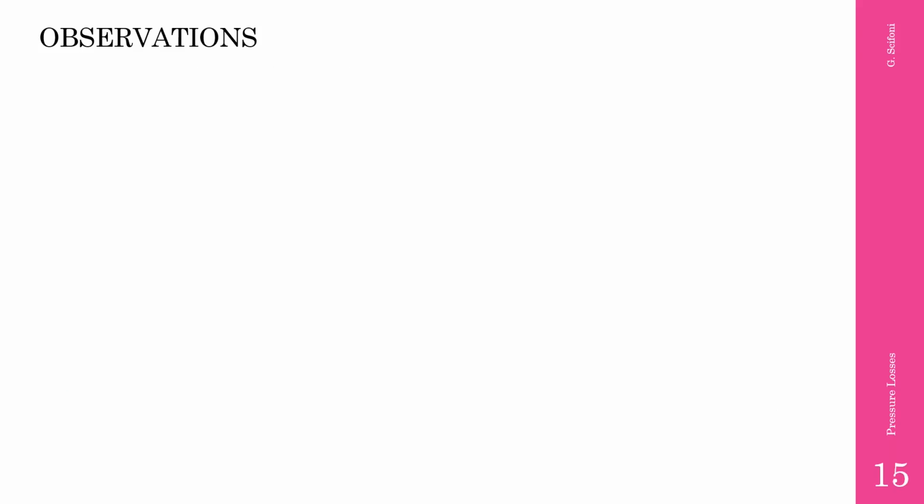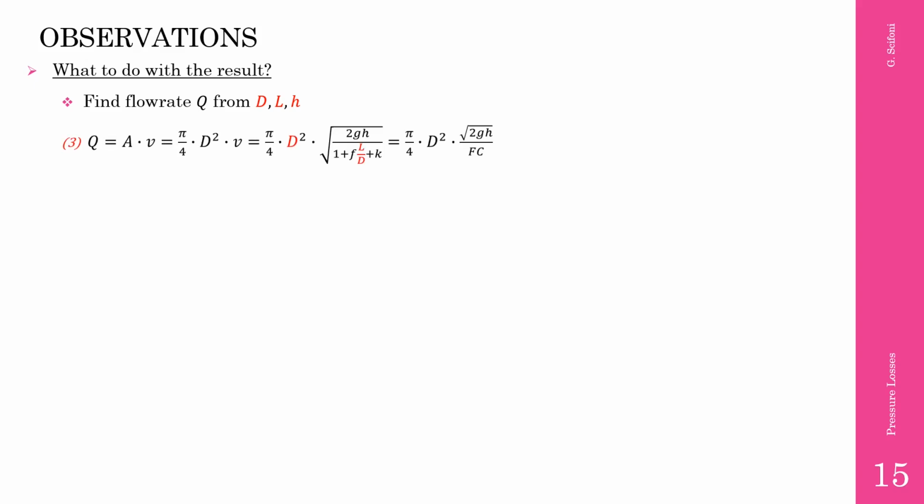What do we do with the results? We can find the flow rate Q from the quantities D, L, and H, that is from the pipe geometry and from the differential height, by using this formula. We remember that the flow rate is the product of the cross area and the velocity. This is formula number 3.